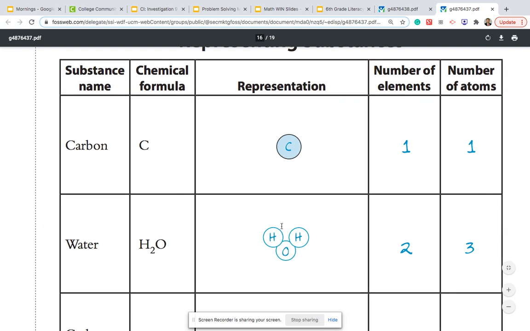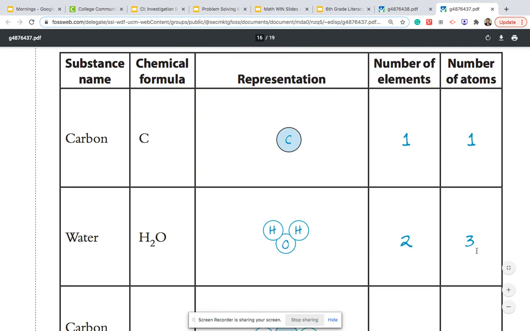Then we looked at water, which is H2O. And this 2 here is a subscript, and it only applies to the one in front of it. So H2O. So we have 2 H's and 1 O. 2 H's, 1 O. And the number of elements, well, 1, 2. Only 2 elements. But there are 1, 2, 3 atoms.